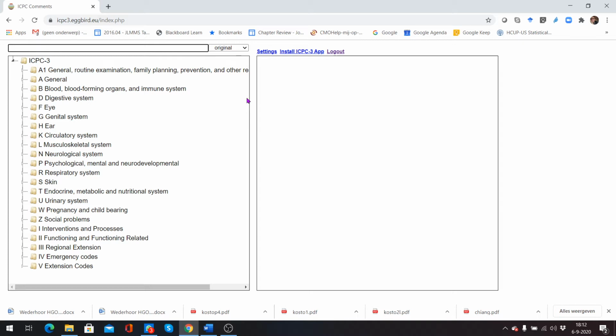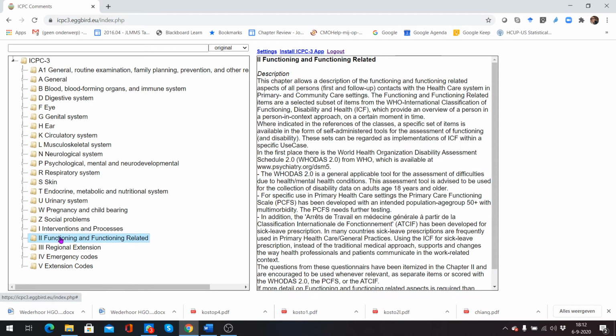My name is Kees van Boven and together with Huib ten Apel we are the project leaders of the ICPC3 consortium. The chapter Functioning and Functionally Related is under Roman 2. This chapter describes functioning and functionally related aspects of persons or patients in the context of health. In the right-hand window you can view a comprehensive description of this chapter.